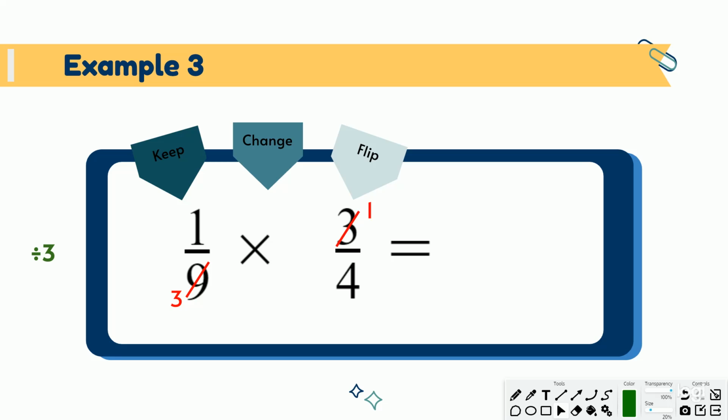Now I move on to step 3 of my process, which is multiply the numerators. 1 times 1 is 1. And then multiply my denominators. 3 times 4 gives me 12. So this is now the lowest possible fraction. It's a proper fraction. There's no negatives, so my answer is going to stay positive. So my final answer is 1/12, or 1 over 12.